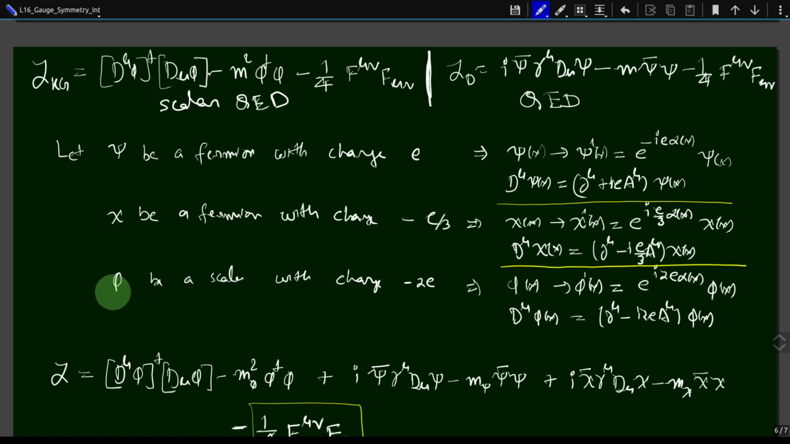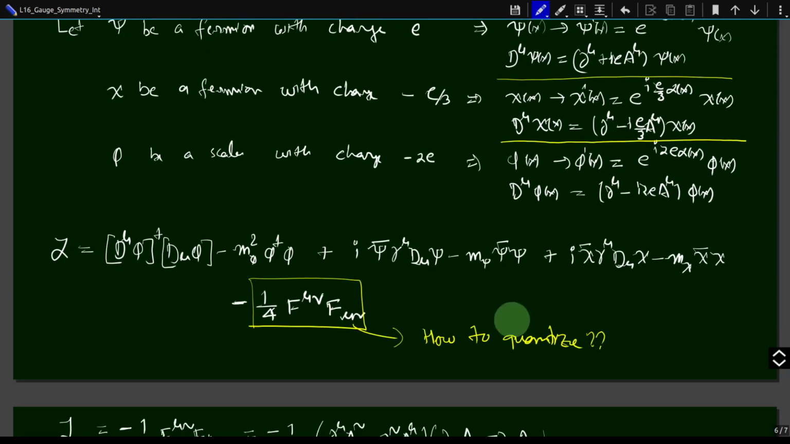Now let phi be a scalar with a charge minus 2e. Wherever you say e in the first case, you replace it by minus 2e. So phi of x goes to phi prime of x, which is the exponential of 2e alpha of x times phi of x, and the covariant derivative will have the minus sign times 2e. So this is basically the charge of the particle that is sitting over there.